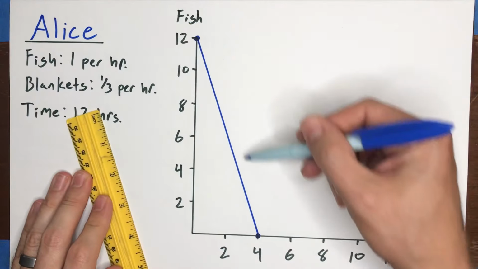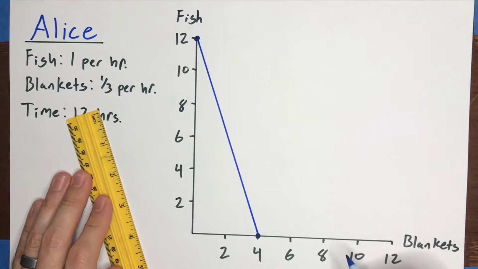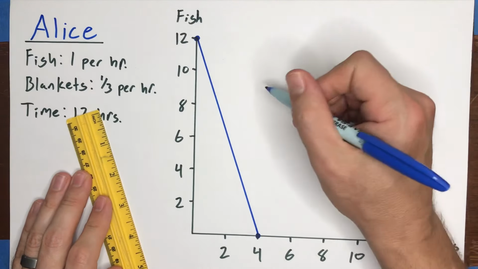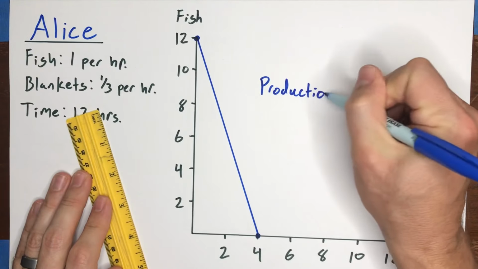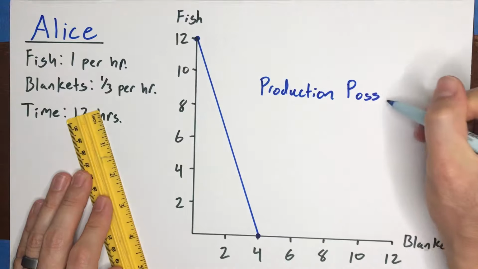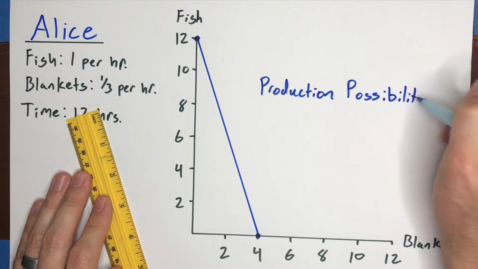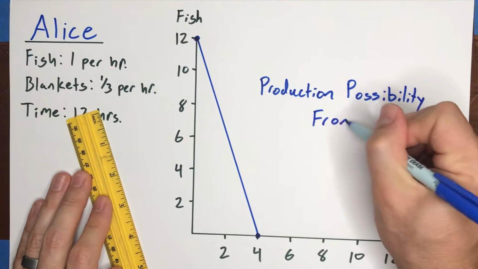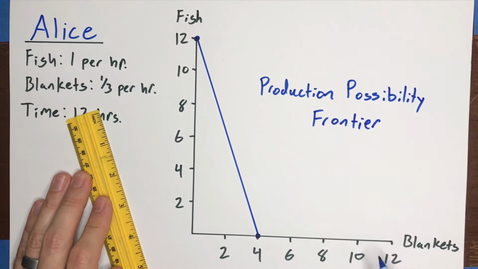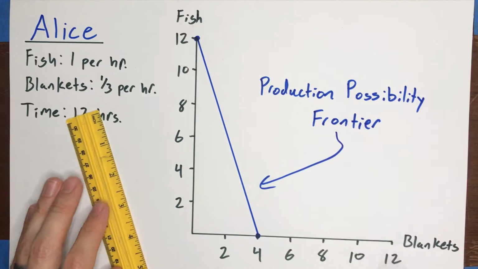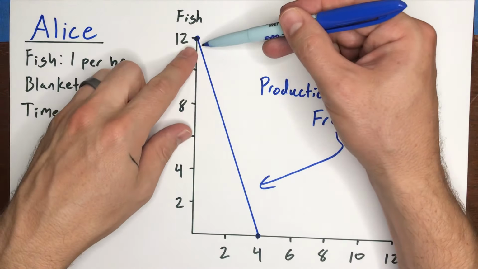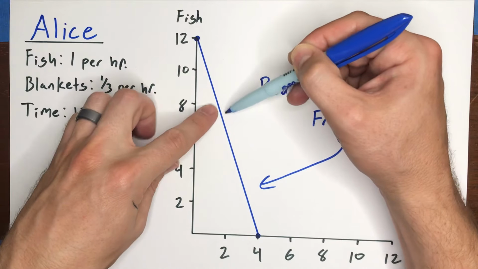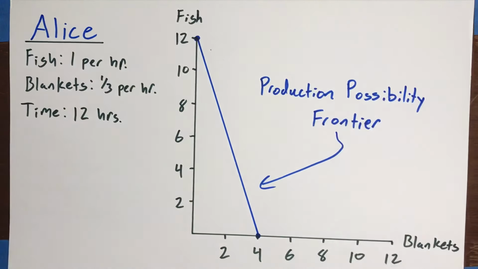And this line here is what an economist calls a production possibility frontier. So let me write that out. Production possibility frontier, or a PPF. Now this production possibility frontier shows us every possible combination of fish and blankets that Alice could produce in a given day.